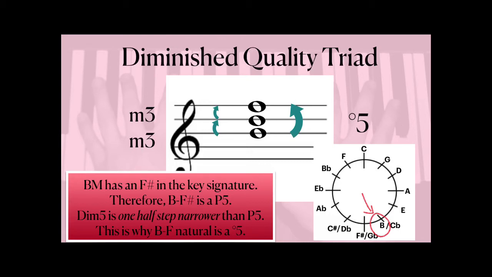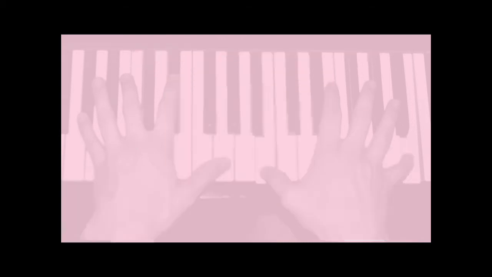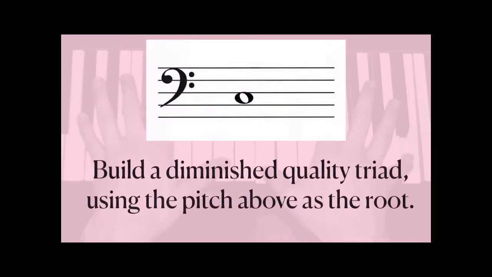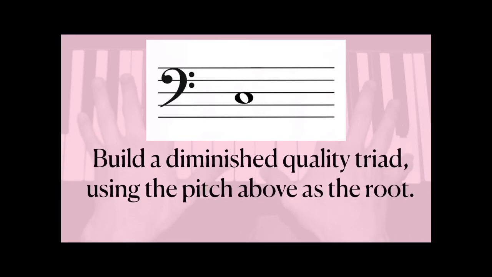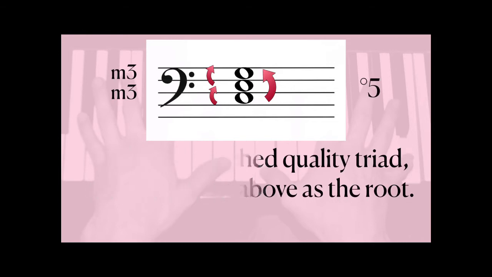I'm not going to go through the process of calculating the diminished fifth for every single diminished quality triad we discussed today, but I think it's important to understand the relationship and see how it works. Let's build a diminished quality triad using the pitch above the C as the root. Step 1, let's build our snowman. Space, space, space. Step 2, we need a minor third on the bottom, a minor third on the top, and a diminished fifth between the root and the fifth.